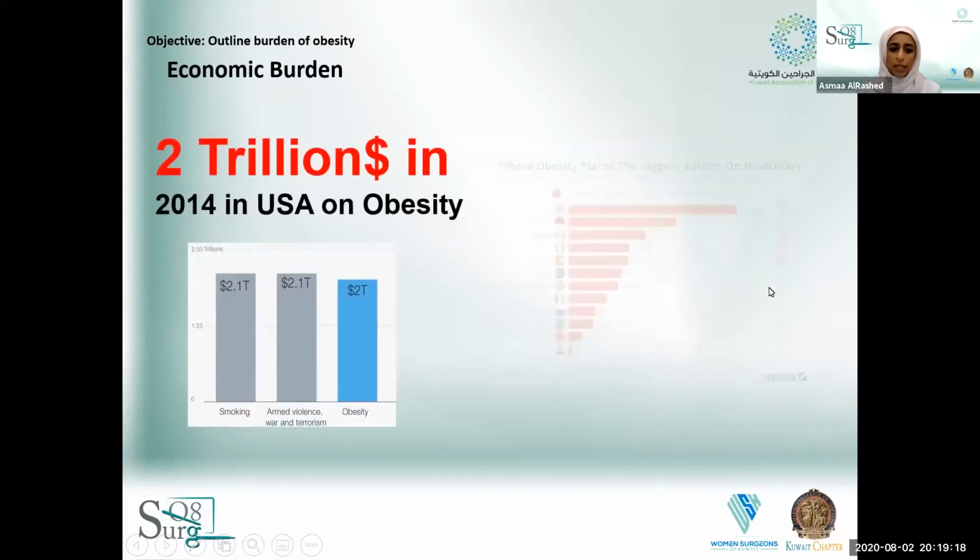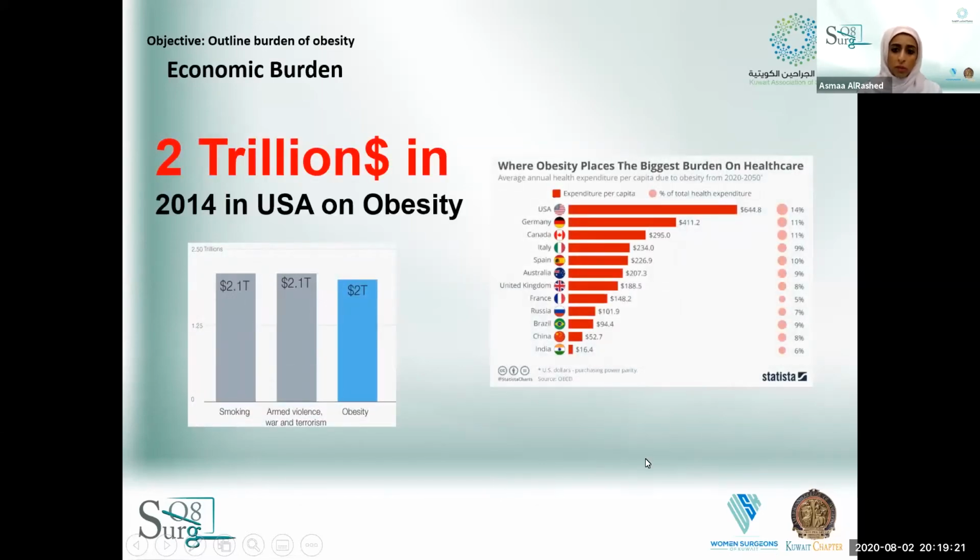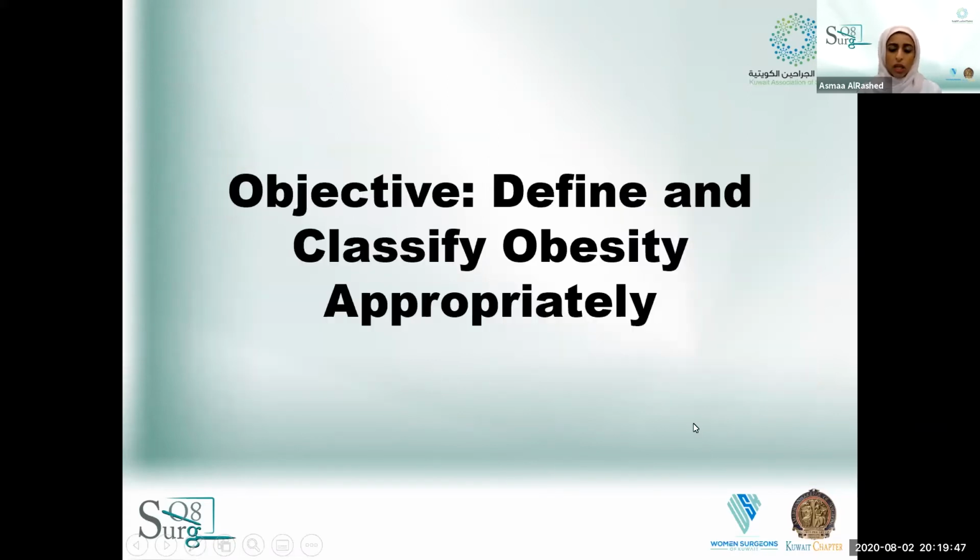If you look economically, there's a lot of money being spent globally. In the United States, for example, one of the reports in 2014 said over $2 trillion was spent to treat obesity, just right after armed forces, armed violence and war, and smoking and so forth. And if you look globally as well, you can see that a lot of the expenditure is being spent on this disease.